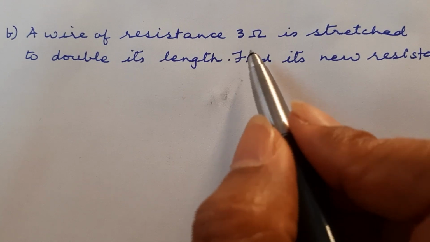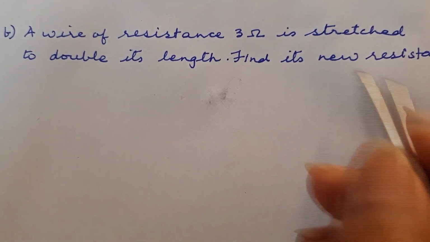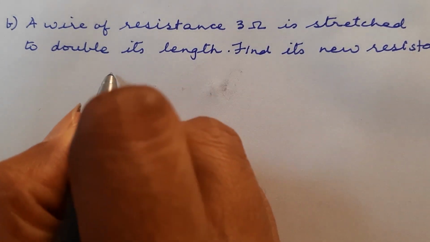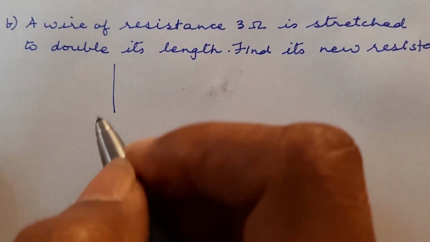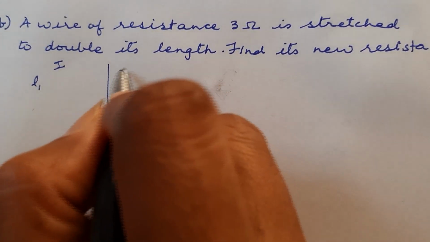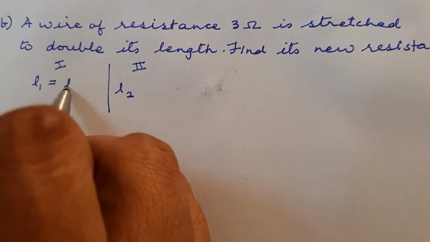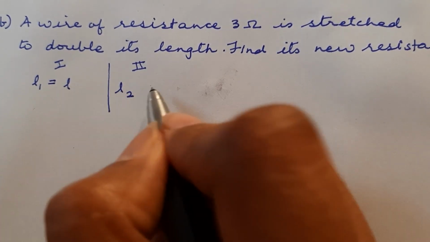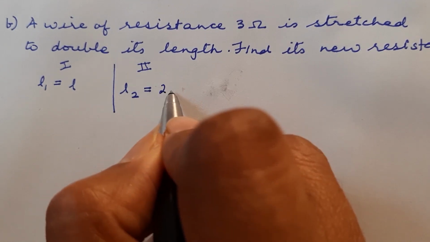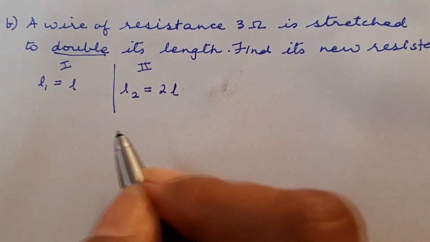A wire of resistance 3 ohm is stretched to double its length. Find its new resistance. Now, if you look at this, there will be two situations. Your first situation where it will have its length L1, and now it will have length L2. So if my original length is L, my L2 is 2L. Reason? It is stretched to double its length.